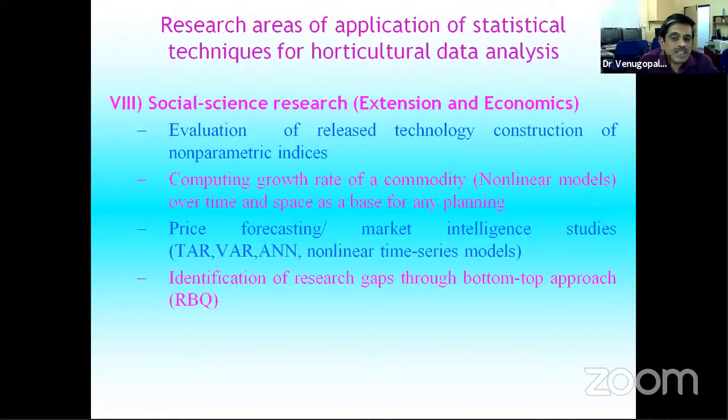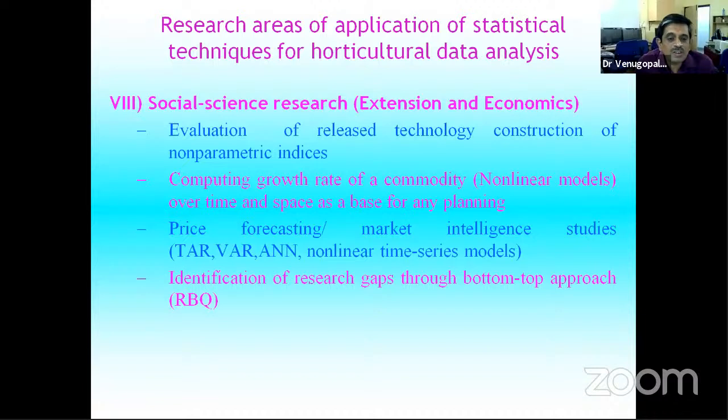Then for price forecasting or market intelligence studies, it is advisable to use the threshold autoregressive or vector autoregressive model. These are all a series of nonlinear time series models. Because again, the same reason is that the price depicted in a particular week and subsequent weeks is not consistent. Whatever increase happens from the first week to the second week is not consistent from the last week to the last but one week.